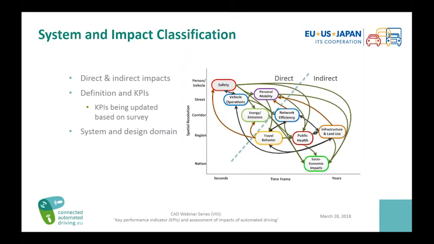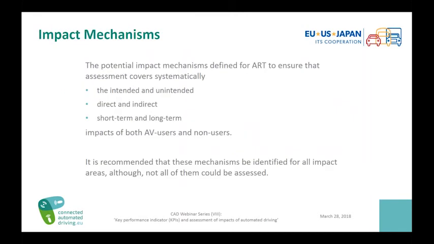And this is one of the most important areas where we will make changes for version number 2, based on this survey that I will present shortly. Of course, it also gives you instructions on how to classify the system and design domain, so that others who are utilizing your results would understand what it is that you have evaluated and under which conditions.